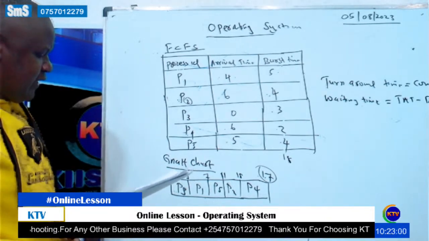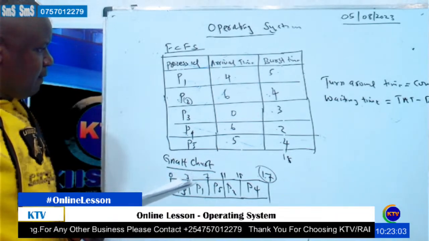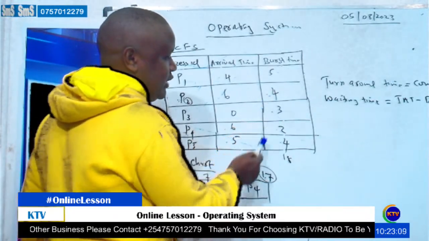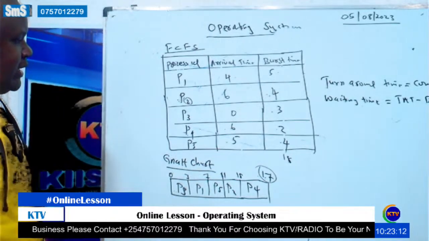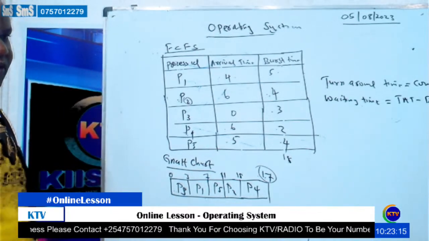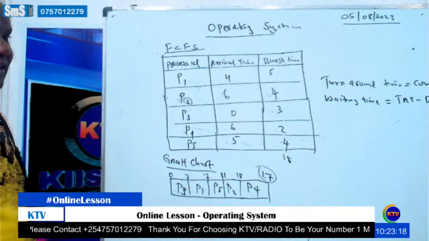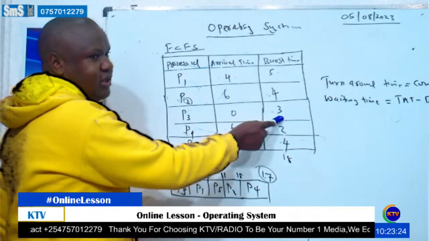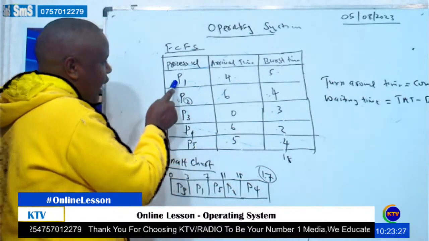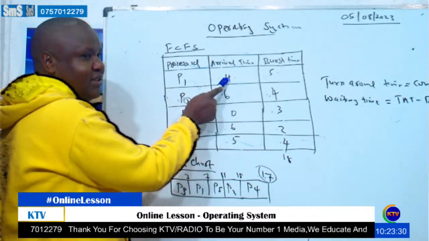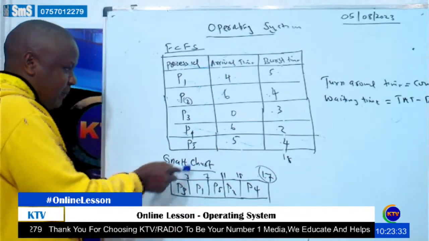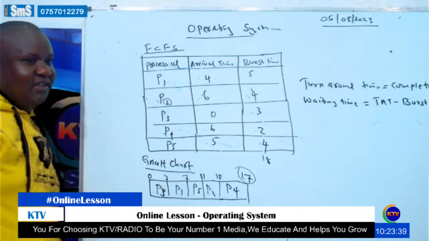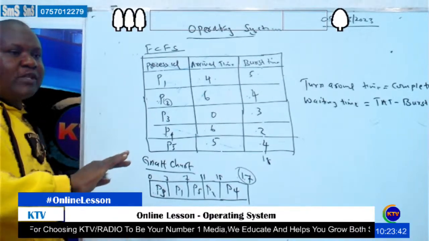Is it 18 or 19? This is 9, 18. So there is a time when the CPU was idle. Are you able to notice where the CPU was idle for 1 millisecond? Look at when process 3 started and it took 3 minutes, and process 1 arrived at 4 minutes. So when process 3 completed, the CPU was idle for 1 millisecond before the next one arrived. At that time, there was nothing in the ready queue.